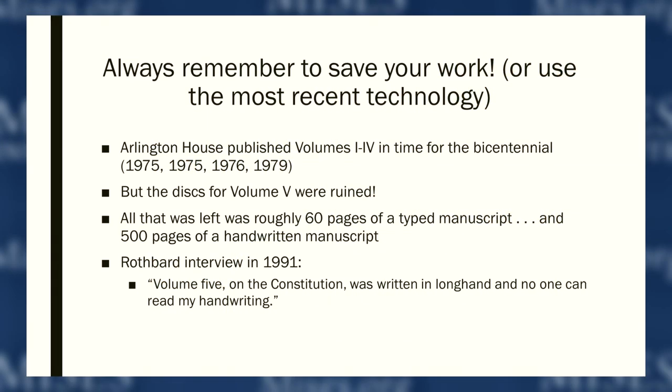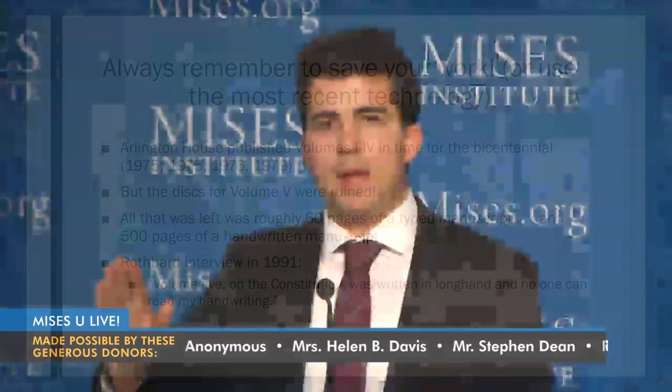Arlington House published volumes 1 through 4 in time for the bicentennial. Rothbard had those typed out and he would edit them. But to make a long story short, the discs for volume 5 were ruined, the recording machine was broken. So only about 60 pages were typed out, and instead you had 500 pages of a handwritten manuscript. And then all of a sudden, as I'll show, you have his handwritten pages.